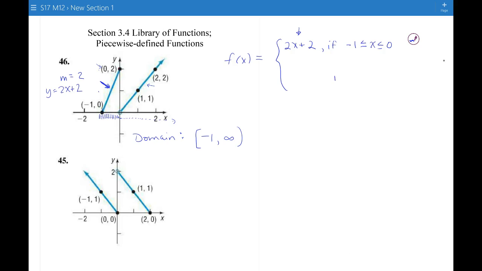Okay, then the other part we need is if x is bigger than 0, strictly bigger than 0. You can't have 0 included on both parts. That would be an error. So let's look at this line now and see what the slope of this one is, up 1 over 1. So m is 1. And the y-intercept is 0, so this is the line y equals x. So we say this function is defined as x for all the values of x that are greater than 0.